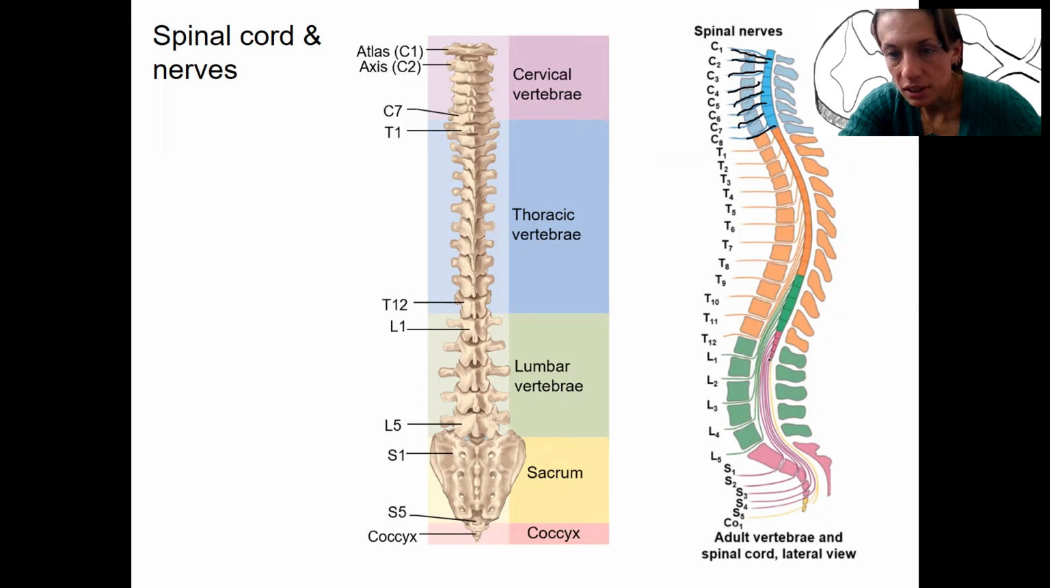Below this point here in the lumbar region, the spinal cord itself has ended and the cauda equina, that horse's tail, is present. That is just that bundle of nerves. What's a nerve again? A bundle of axons.